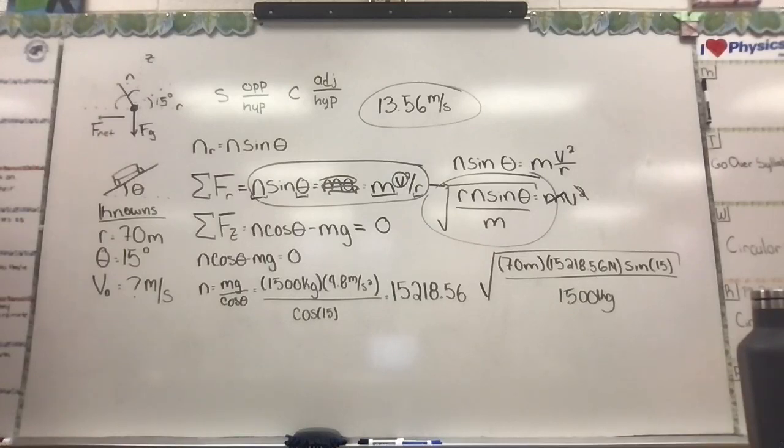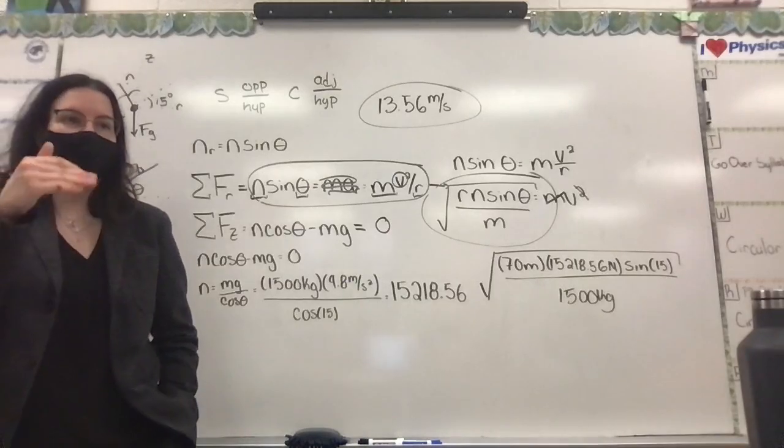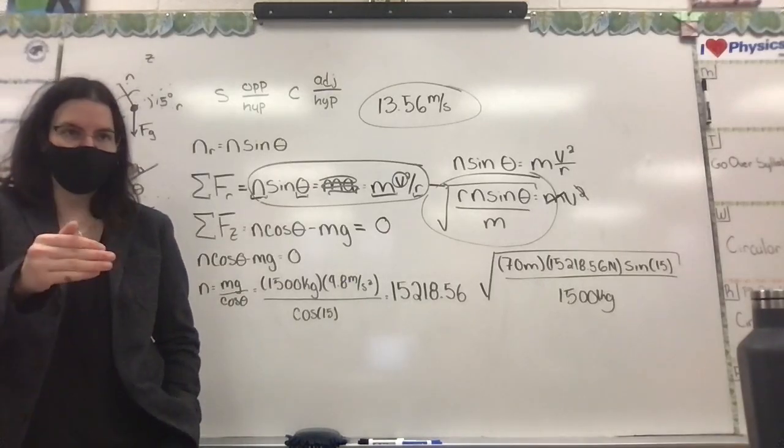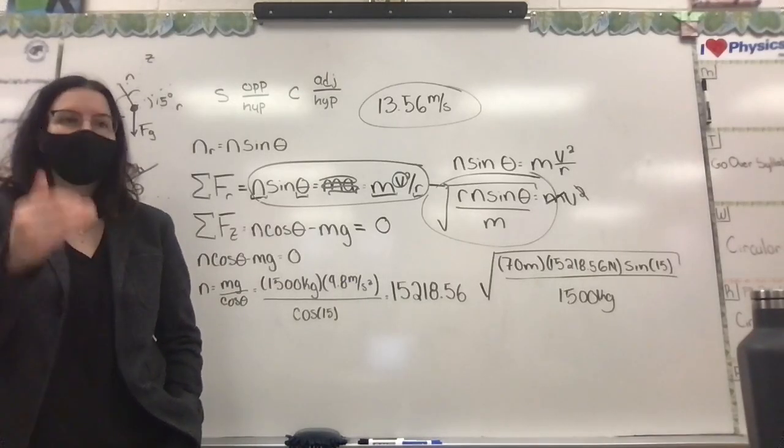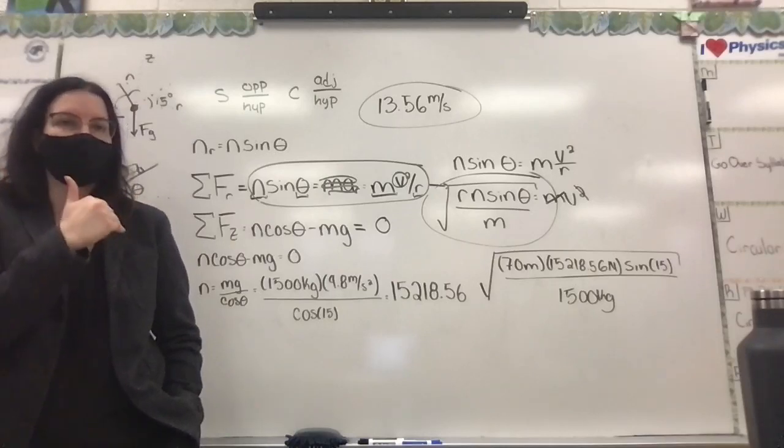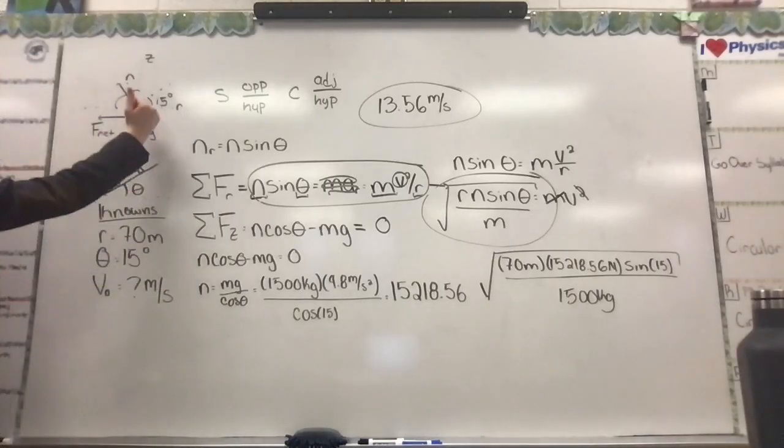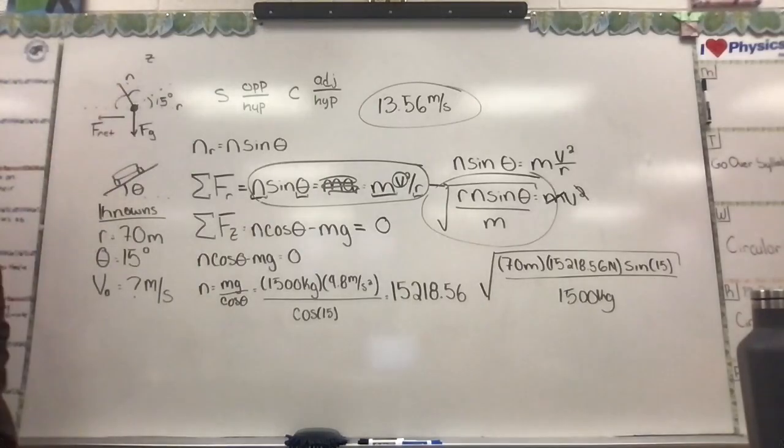Because a force is always equal to mass times acceleration. And guys, remember, which way does the acceleration point when we do circular motion? Towards the radius. It always points along the radius towards the center of the circle, which means that acceleration always has to be on that r axis.